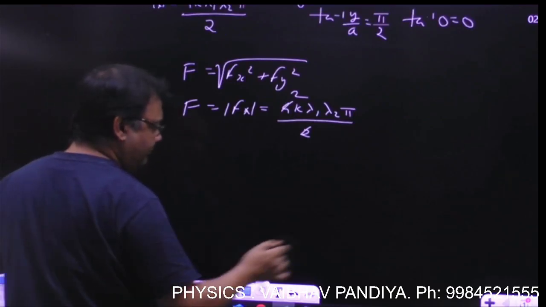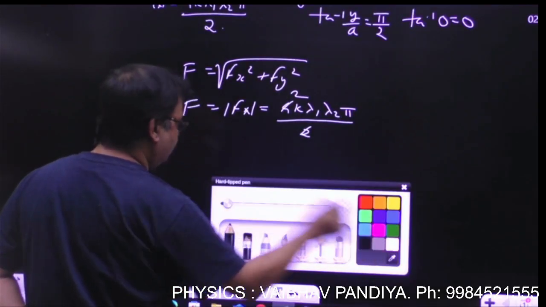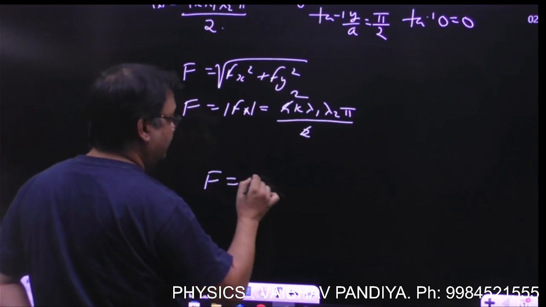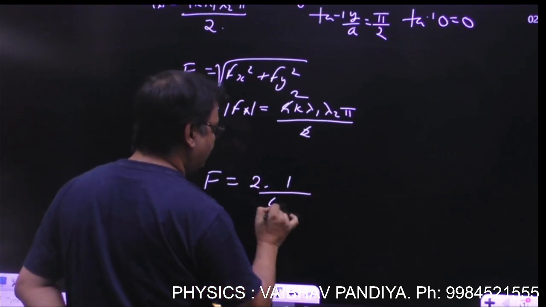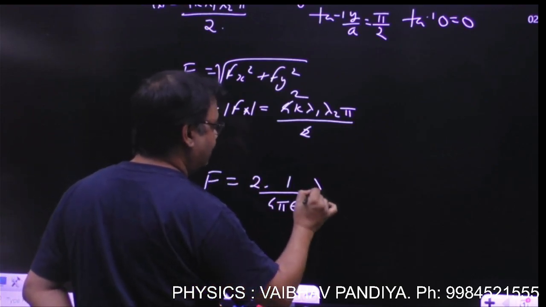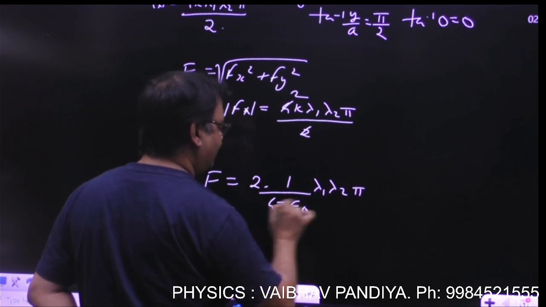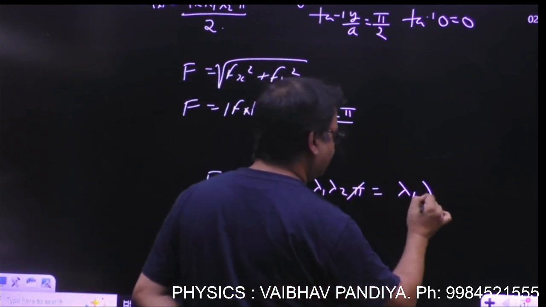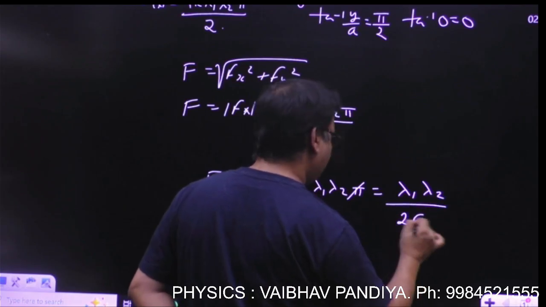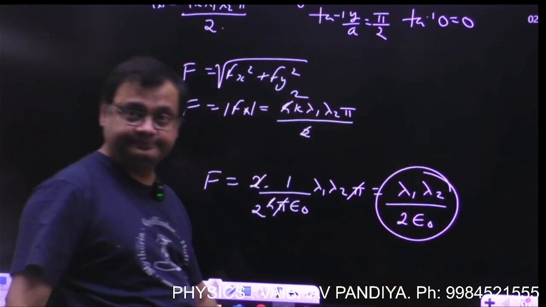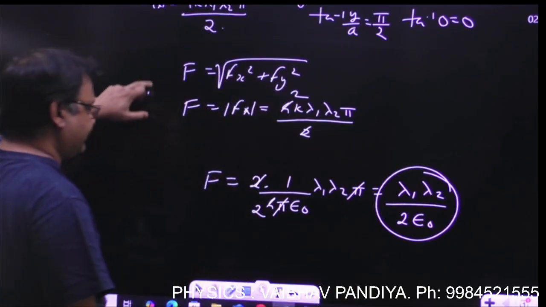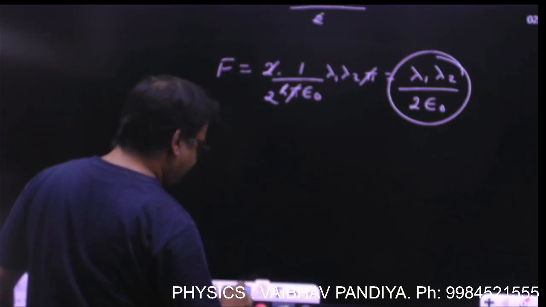If you want to put the Coulomb's constant value, you can always put it in the last step if you want to give your answer. So 2k is 1 by 4 pi epsilon naught times 2, so you have lambda 1 lambda 2 pi. Now pi will get cancelled away, 2 will get cancelled away. Your answer is lambda 1 lambda 2 by 2 epsilon naught. This is the answer, and the net force is acting along the x-axis. This is your answer to the first part.